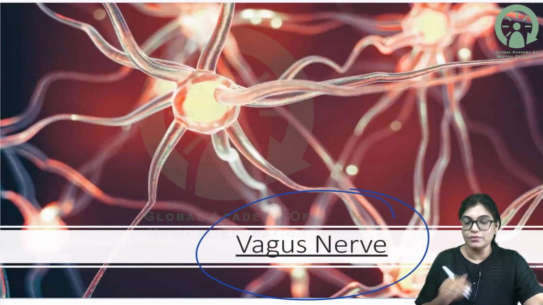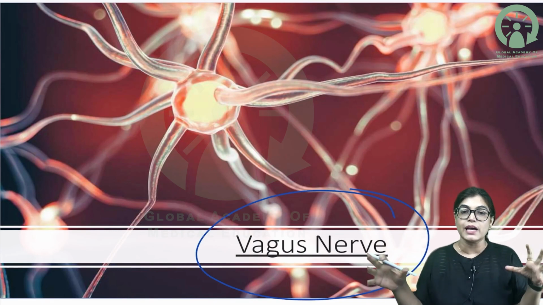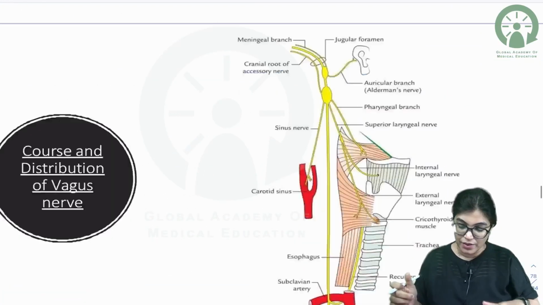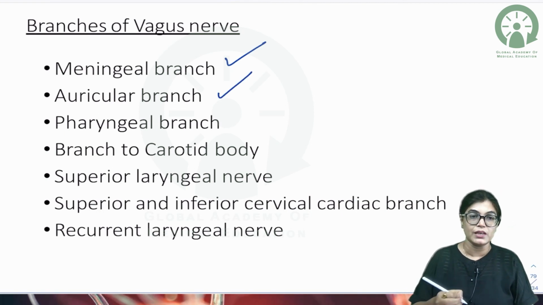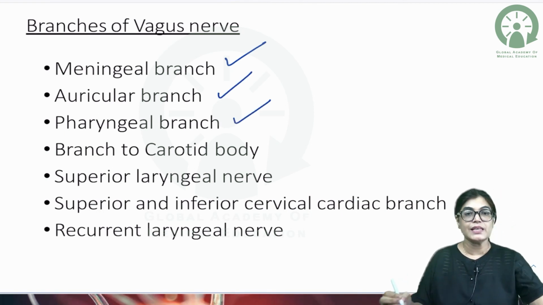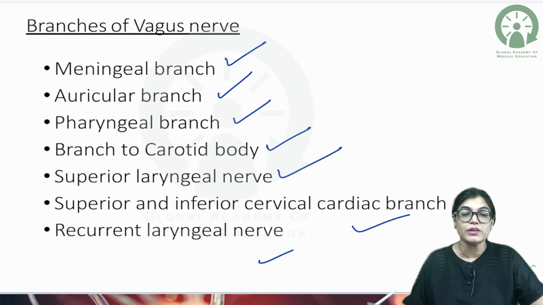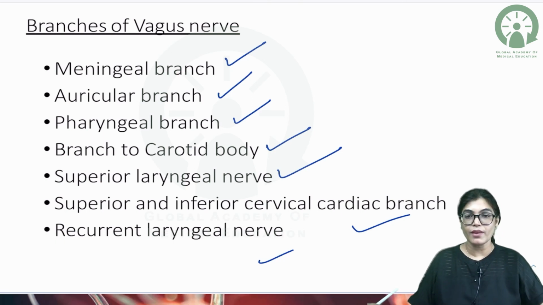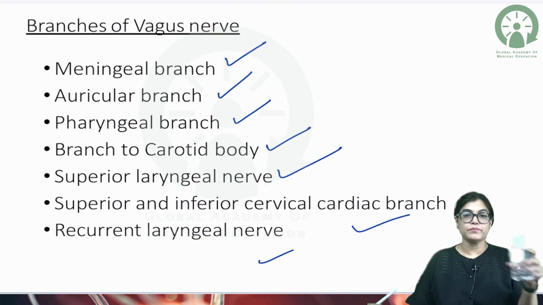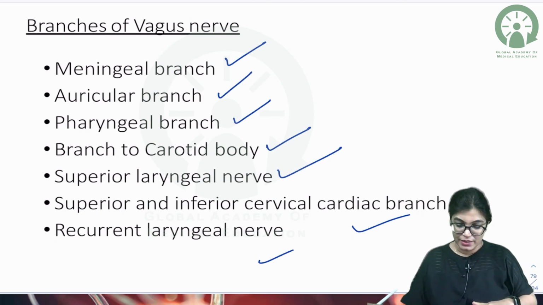Now, vagus is the vague nerve. It's the most vague nerve, having a huge course along the entire body. I want everyone to know the branches of the vagus nerve. It gives branches to the meninges, the auricular branch to the ear, and the pharyngeal branch. It gives branches to the carotid body, the superior laryngeal nerve, superior and inferior cardiac branches, and it also gives the recurrent laryngeal nerve.